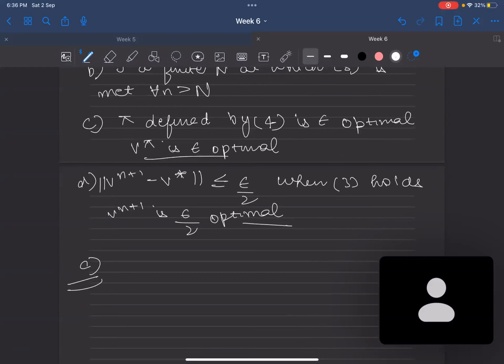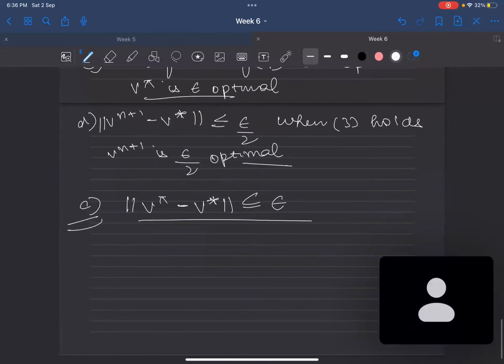So what do we mean by V pi is epsilon optimal? Can I say that V pi minus V star is less than epsilon? Is it correct to say that? Yes. Now we can apply the triangular inequality property here. Before that, let us add and subtract Vn plus 1.